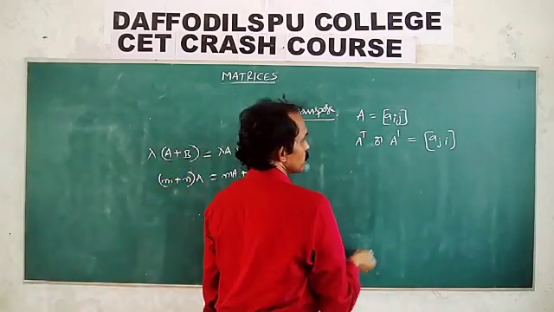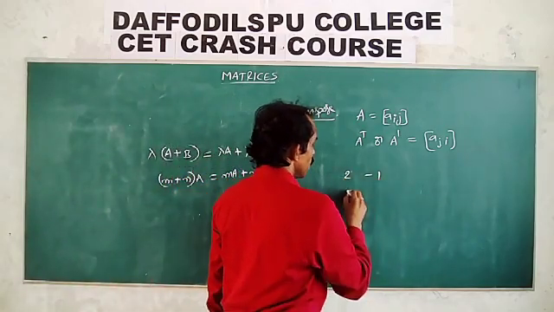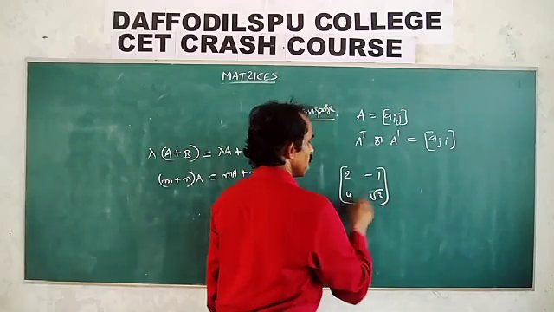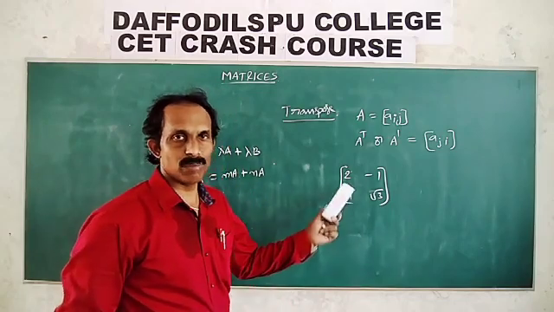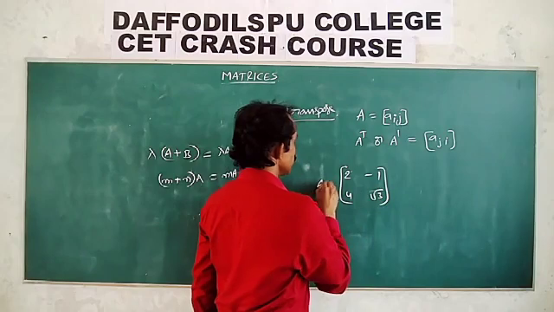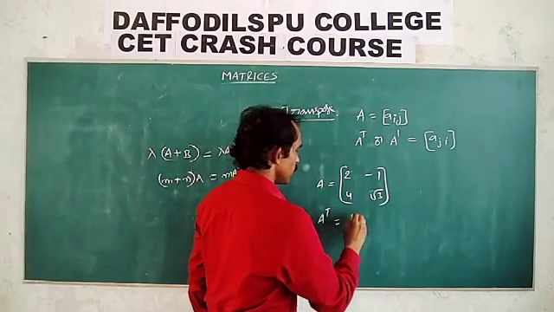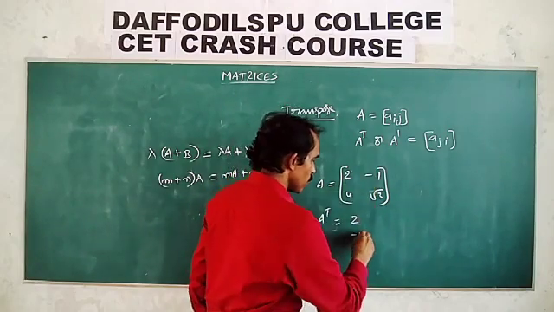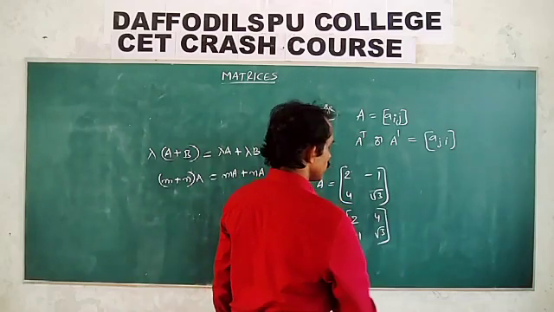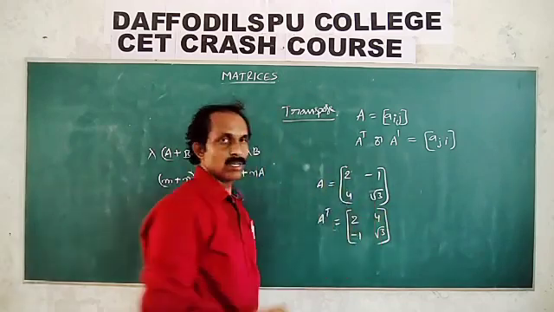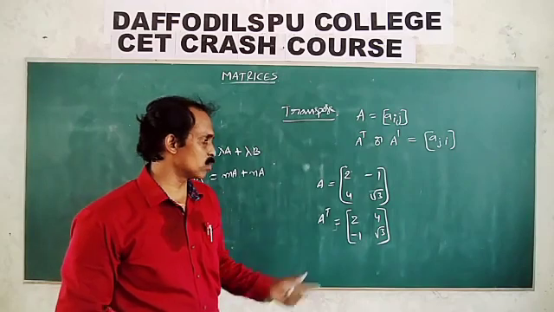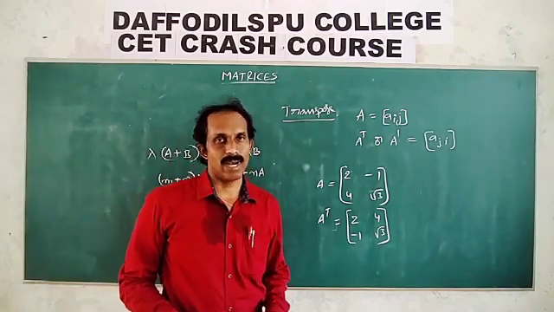For example, we take a 2 by 2 matrix, 2, minus 1, 4, root 3. Real or complex numbers can be elements; root 3 is also considered. This is A. What is A transpose? A transpose is where rows convert into columns: 2, 4, minus 1, root 3. Rows and columns are interchanged, and that matrix is said to be the transpose of the matrix.